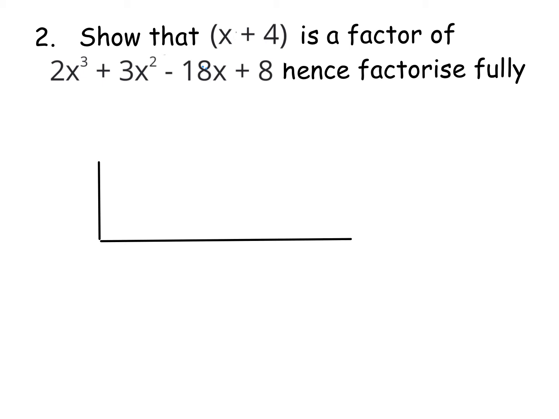Okay, so in this question we have to show that x plus 4 is a factor of the polynomial and hence factorise fully. So first things first, because it says x plus 4, putting that equal to 0 would mean minus 4 goes out the front of our table.